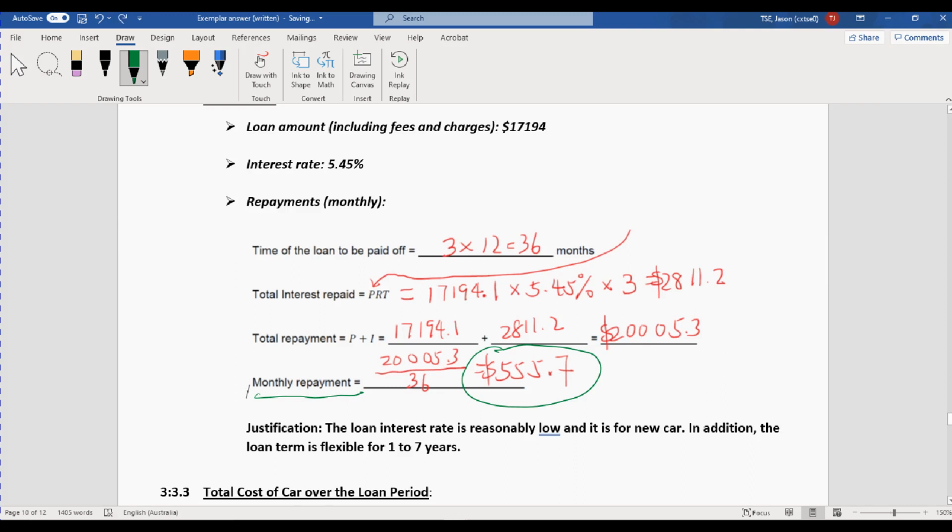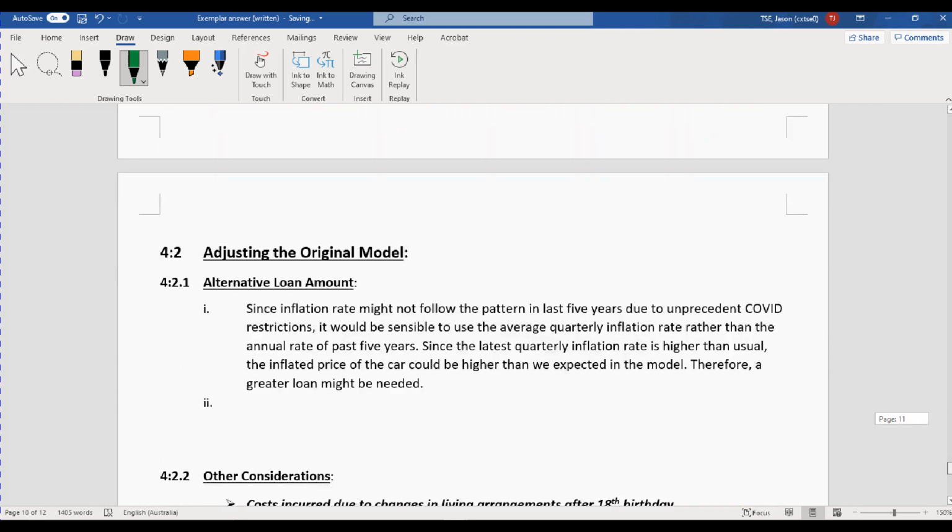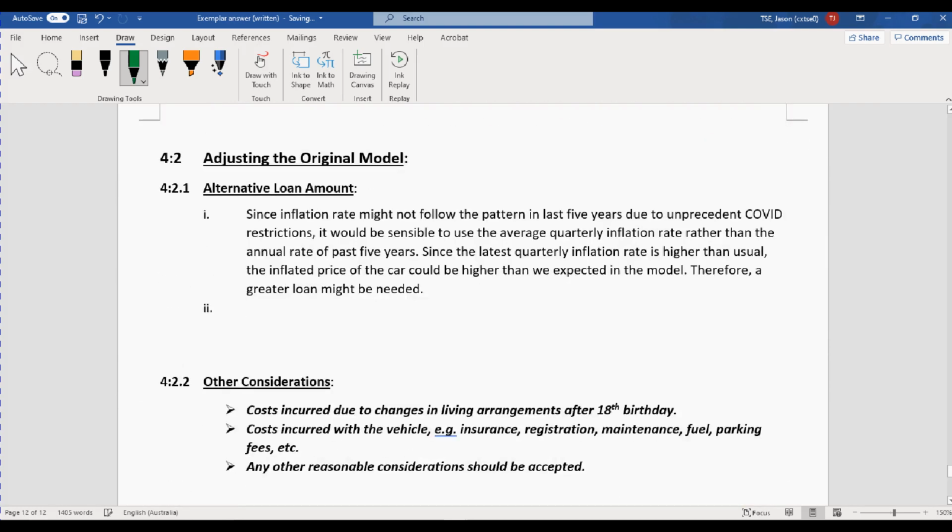Okay, so this amount could be too much for you as young high school graduates. So you might consider that, all right? And you might want to reduce it a little bit. So how could we reduce it?